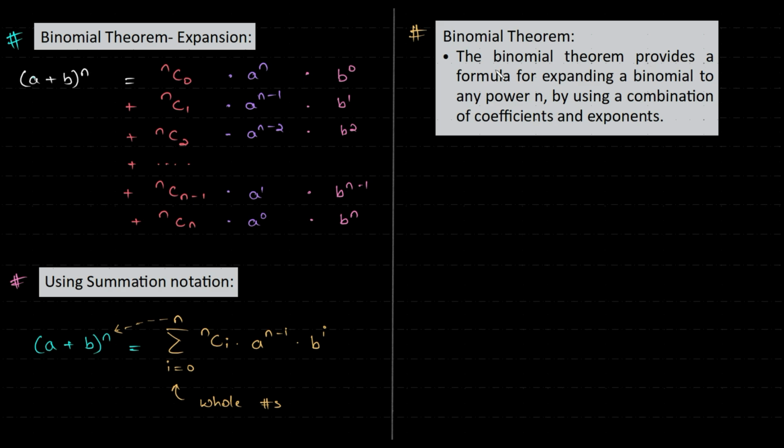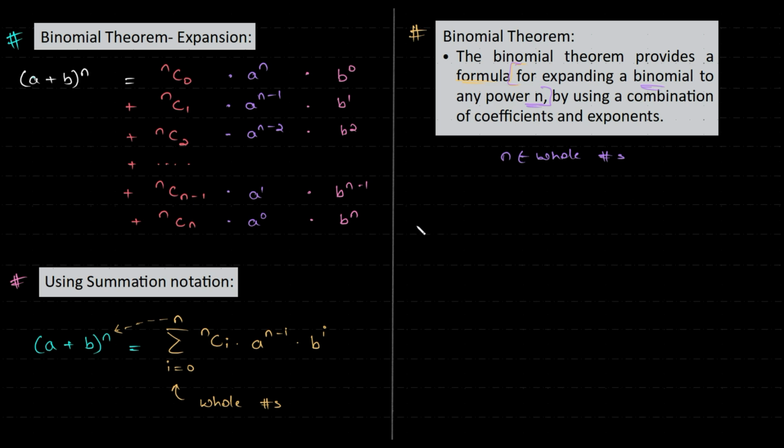The binomial theorem provides a formula like this for expanding a binomial to any power. Okay, so this is what it does. It's giving a formula to expand binomial terms to any power, where n is, we are looking at whole numbers only, by using a combination of coefficients and exponents, right?